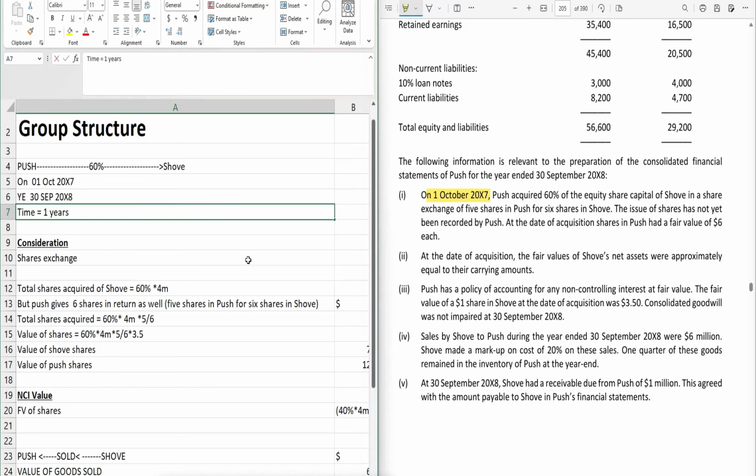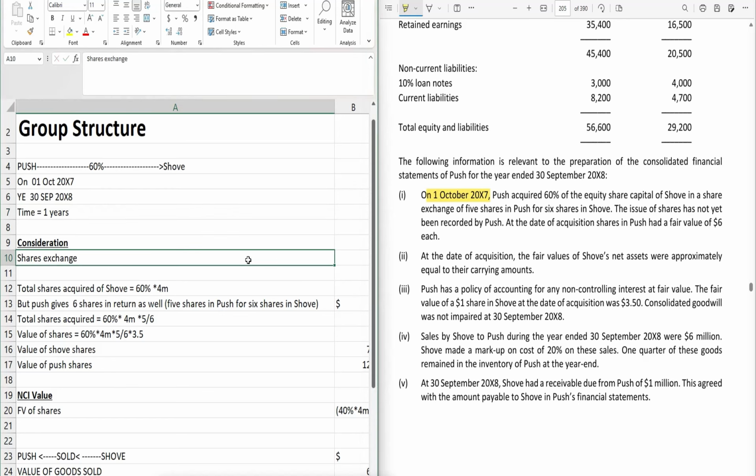Okay, now the transaction is a share-for-share exchange, no doubt. But before moving into how many shares that Post acquired, we will do a simple calculation step by step. Just be with me and focus. Okay.